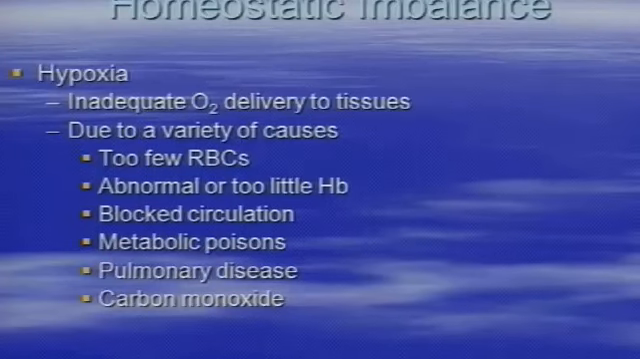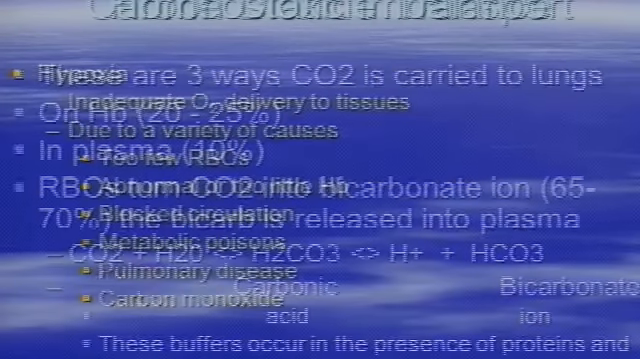Homeostatic imbalances. So this is common sense, right? Hypoxia, inadequate oxygen, too few red blood cells, abnormal too little hemoglobin, blocked circulation, metabolic poisons. This all makes sense, right? Do you guys know why carbon monoxide is bad, though? Physiology? It does. It kicks oxygen off those iron units, and it takes its place, and it doesn't like to leave. And the other bad thing about carbon monoxide is it makes people look what? Flushed, right? So it doesn't make sense that they're hypoxic. Good. Okay, so carbon monoxide.